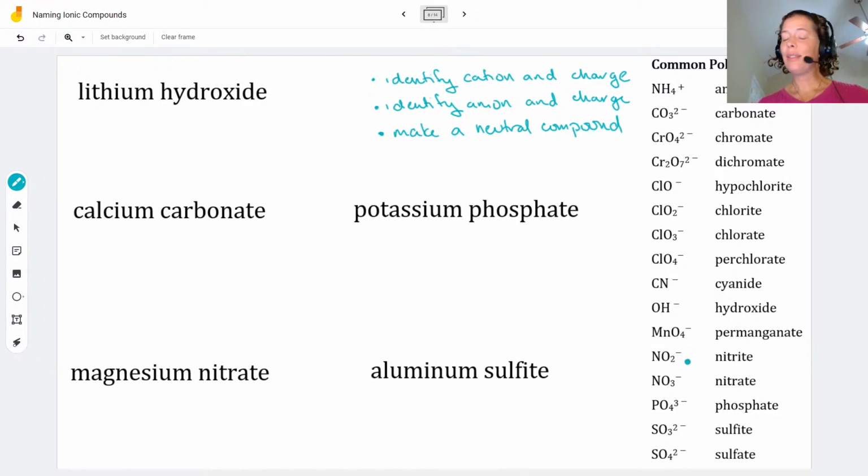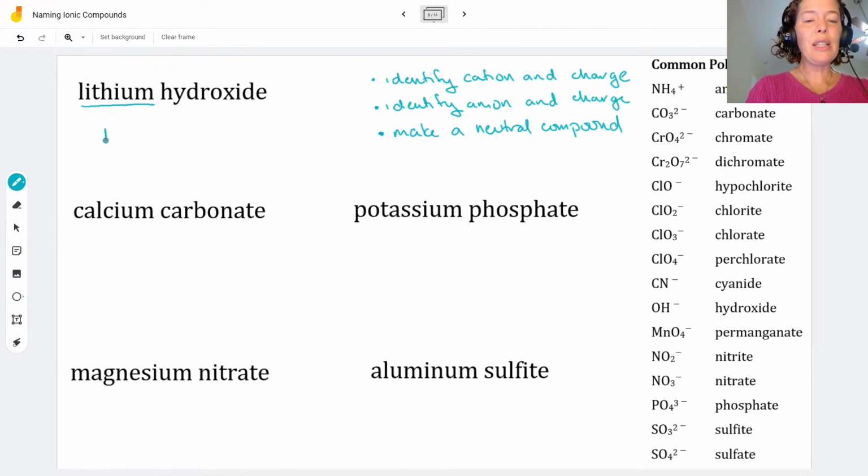All right, so best way to do this is just to practice. Lithium hydroxide. Lithium is my cation. Again, if you ever forget, like, oh, is that going to be a positive charge or a negative charge? It's written first. It's the cation. It's going to have a positive charge.